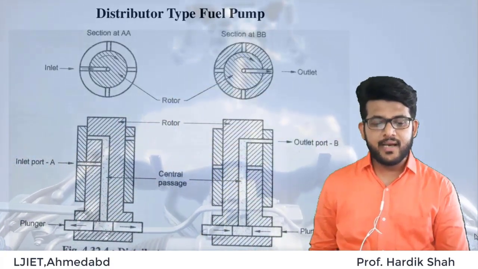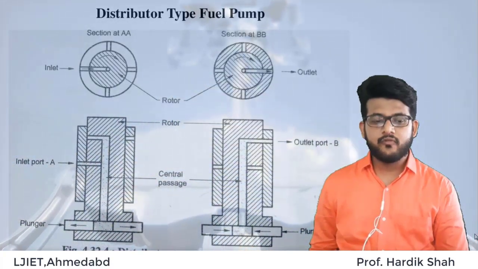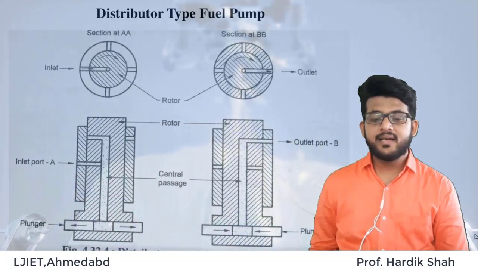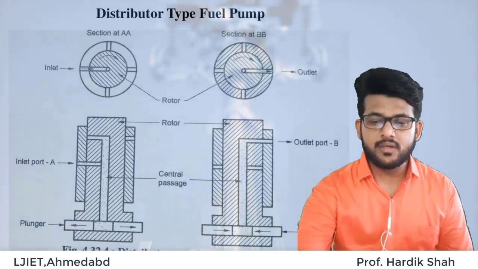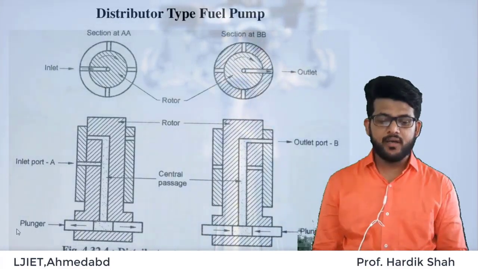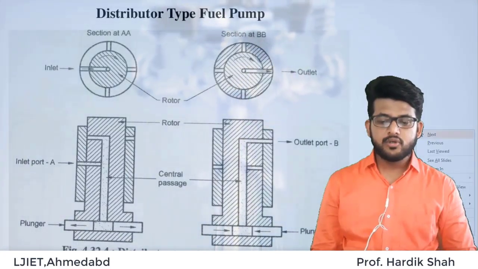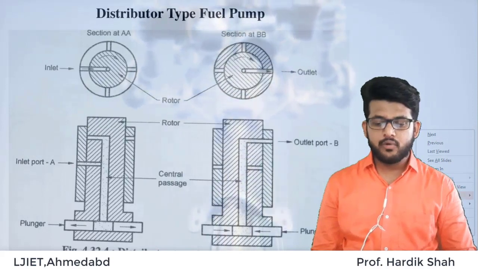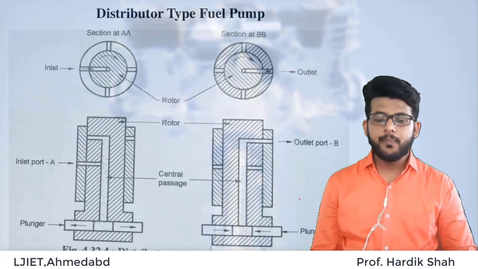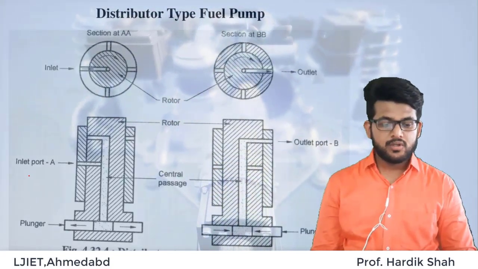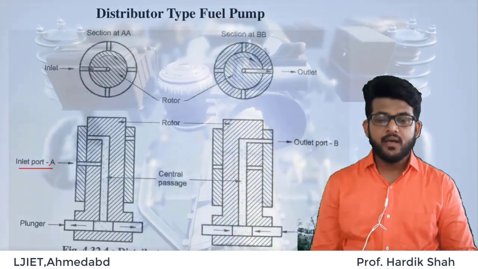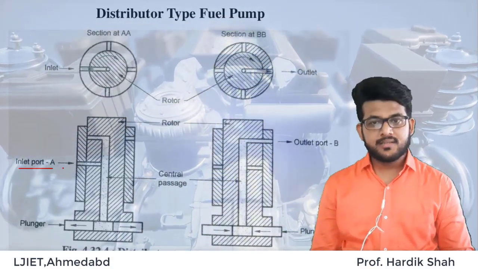image you can see that there are two ports. One is inlet port A and second is the outlet, that is outlet port B. Fine. Don't look at the upper figure right now, only look at the lower figure. So let me show you quickly the path of the fuel going inside the fuel pump, and how this fuel pump actually works. So this is our inlet port A. Fine. Now just see on the screen.